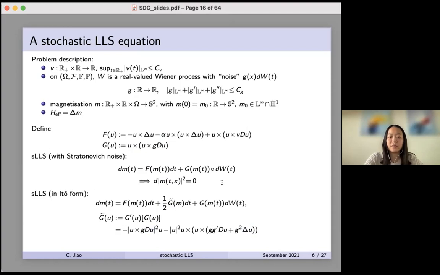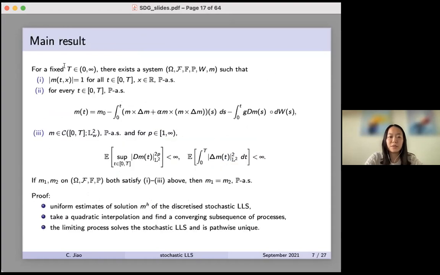Our main result is the existence and uniqueness of solution to the stochastic LLS equation. That is, we fix the terminal time t. We show that there exists a system consisting of a filtered probability space, a real-valued Wiener process, and a progressively measurable process M, such that M has magnitude 1 almost surely for all t and x, and M satisfies the stochastic LLS equation with continuous path taking values in a weighted L2 space.